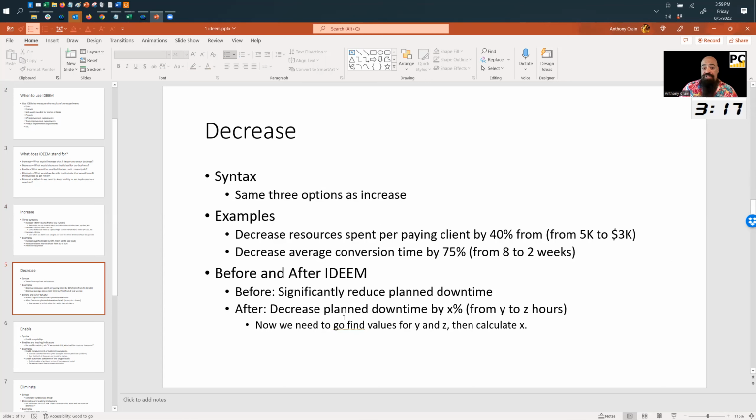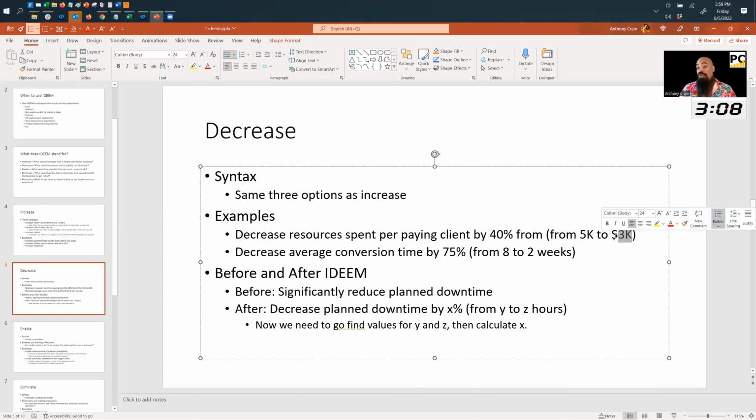For decrease, same syntax, but in this case, for our examples, we have decrease resources spent per paying client by 40% from 5 to 3K. So in this case, our unit was dollars, and there was a 40% decrease. Here, decrease average conversion time by 75% from 8 to 2 weeks. So it took us 6 weeks less. So those are how you might do a decrease.